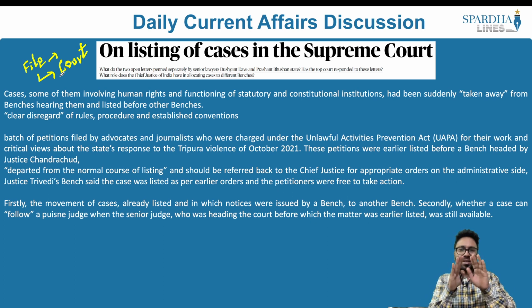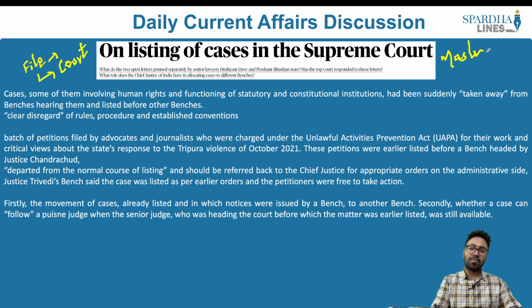Now, whenever we speak about listing of cases, how does it work? It happens to be an administrative work. This is where we have the Chief Justice of India who steps into the picture. We have a concept called the Master of the Roster. Who is the Master of the Roster? The Master of the Roster happens to be the Chief Justice of India. So when it comes to the Supreme Court of India, the Chief Justice of India is the Master of the Roster.